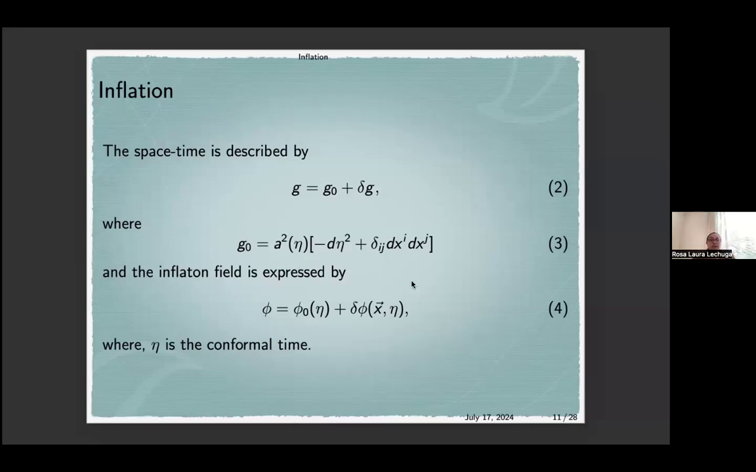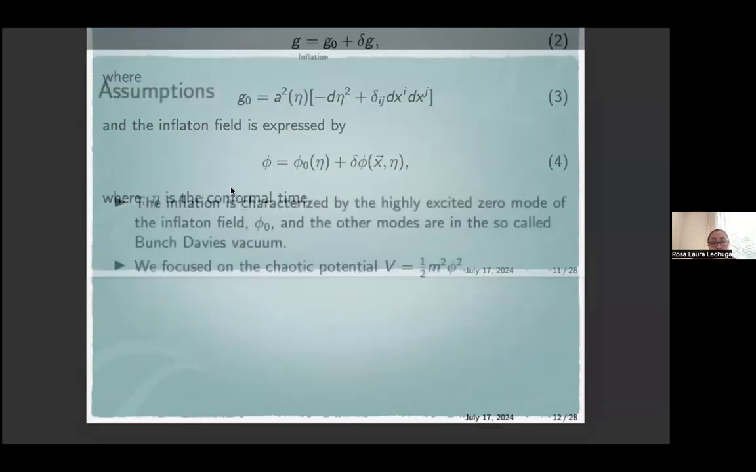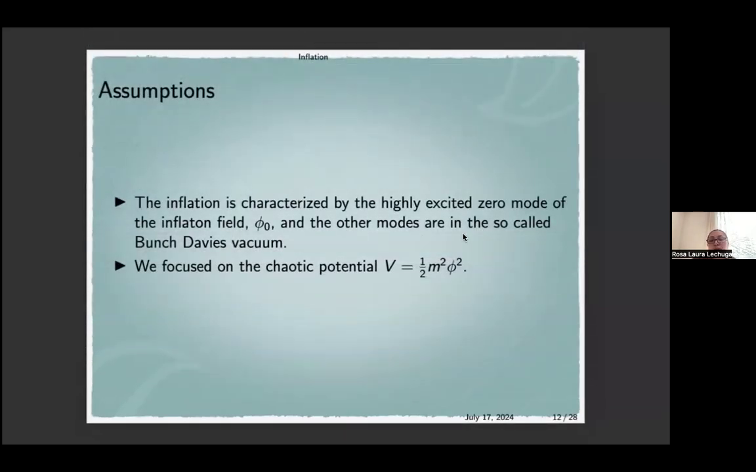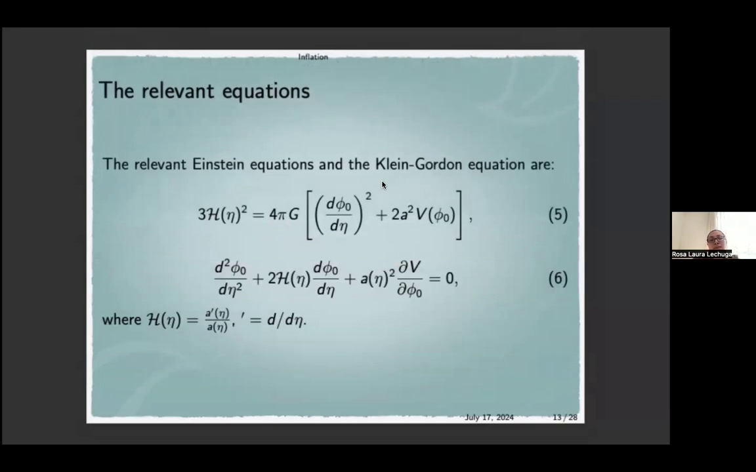And I can show you that, for example, those are the assumptions of the model that I mentioned. I thought that the mode that is turned on is the zero mode of the inflation field, and the other modes are in the so-called Bunch-Davies vacuum. In this case, I'm going to work with this potential, and the relevant Einstein equation and Klein-Gordon equations are those equations.